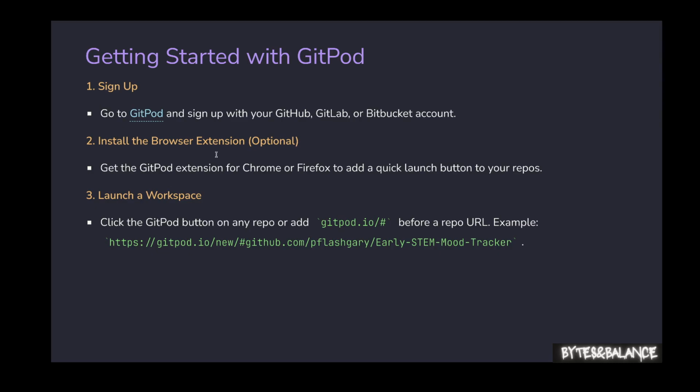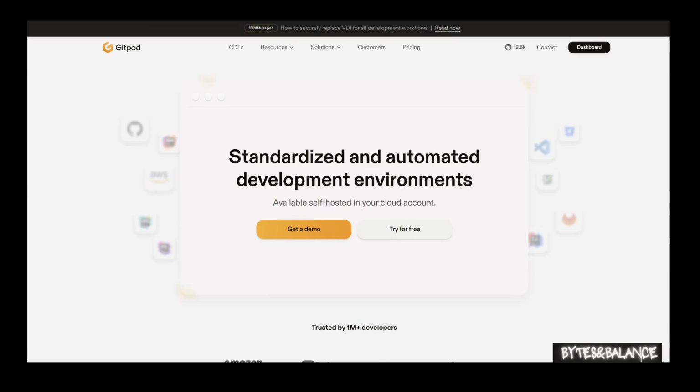First of all, head over to this Gitpod link and sign up using the GitHub account that you just created. The second step, after going to this link and setting up your account, is to install the extension on your browser. It could be an extension on Firefox or Chrome, it doesn't matter. This part is optional, but it adds a launch button right to your repository, so it's quite handy. And the last step, or the main step, is to launch a workspace.